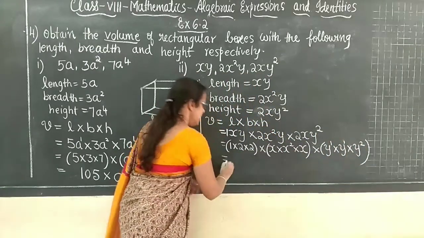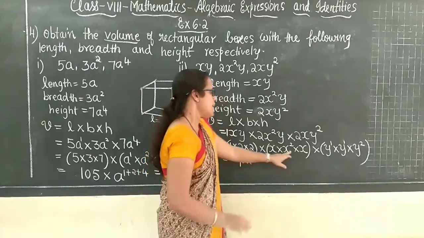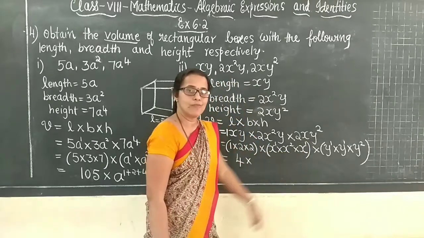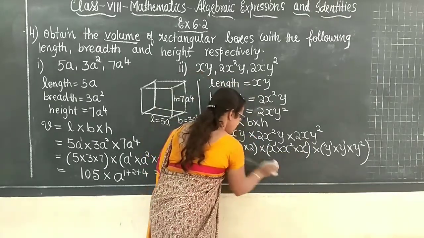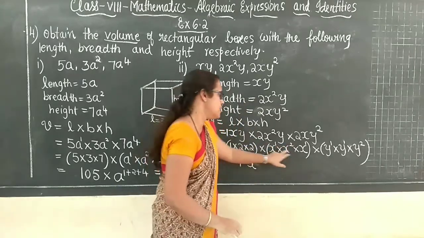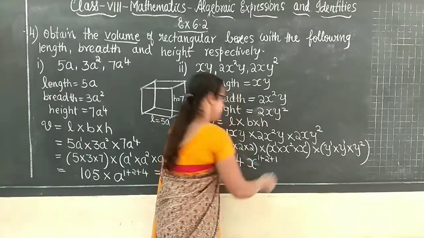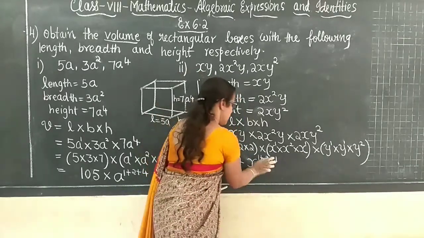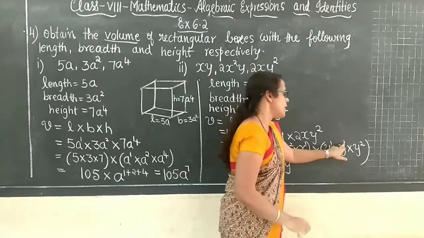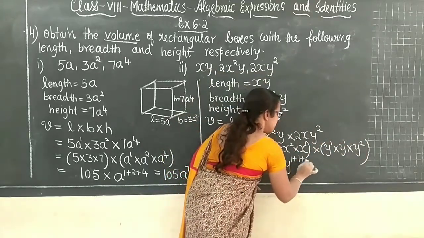So now the next method: 2 2s are 4, 4 1s are 4, into x 2 times, x 1 time. So x how many times totally, children? When the x is written as it is, the powers you have to add. When the bases are same, powers you have to add. 1 plus 2 plus 1. Got it? Then again y written together, 1 plus 2. If the bases are same, powers you have to add.